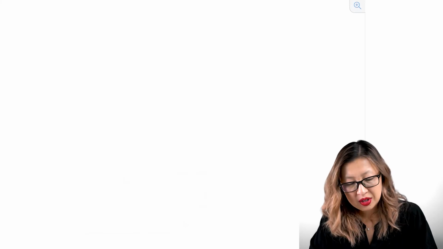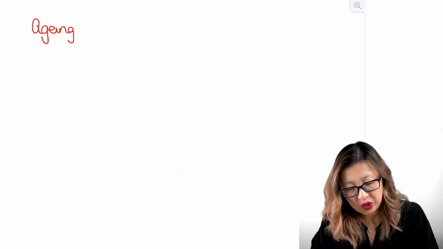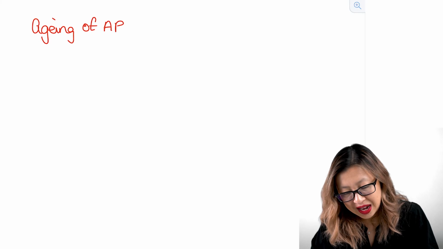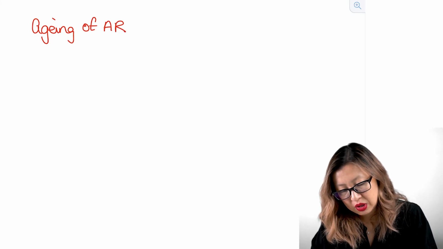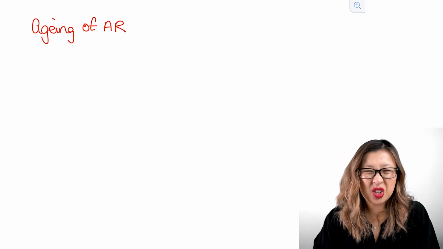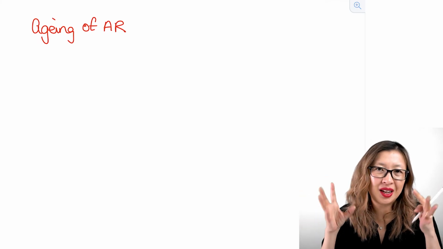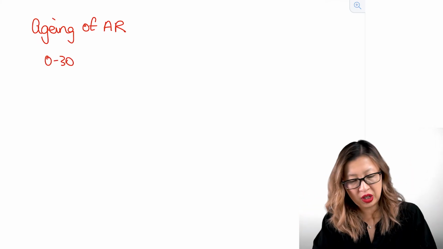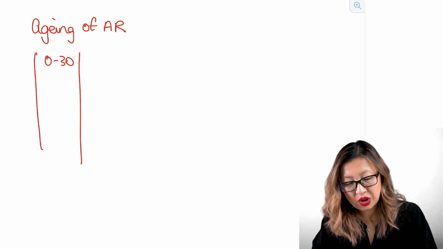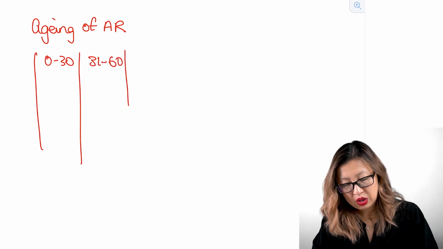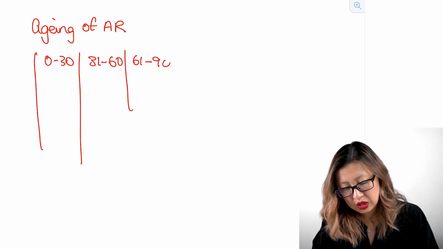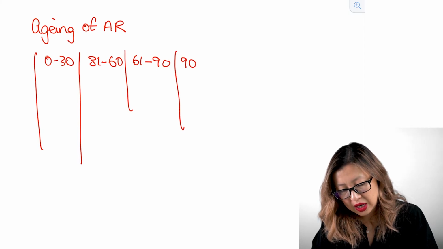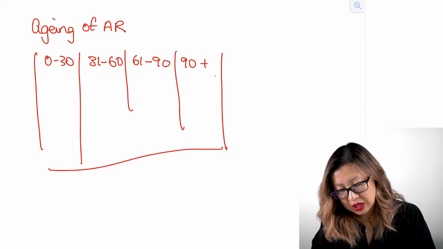Now, I realized just then that one of the most important valuation tests that we should also do is an aging of accounts receivable. And an aging of accounts receivable is really just stratifying or breaking down the population of accounts receivable into groups based on 0 to 30 days overdue, 31 to 60, 61 to 90, and 90 plus.